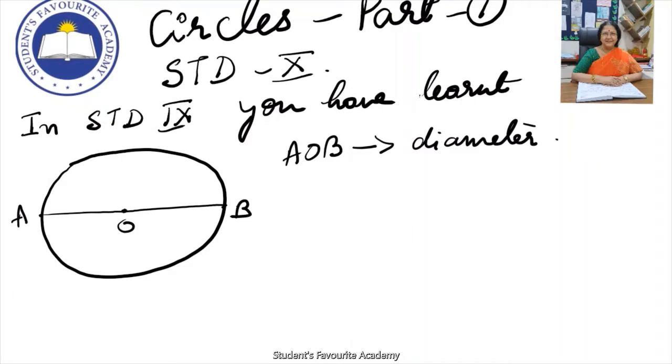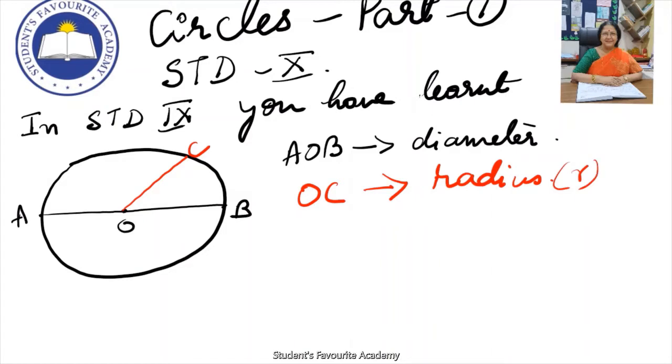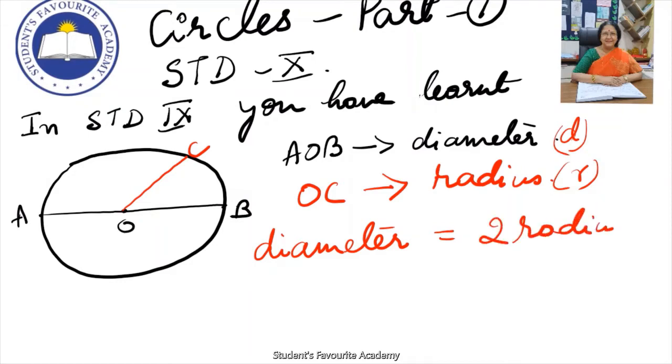Then radius, you have learnt. Radius is the line joining the center of the circle to a point on the circle. So here OC is the radius. Radius is usually denoted by small r, diameter is usually denoted by small d. Now the diameter is twice the radius. Diameter is equal to twice the radius.